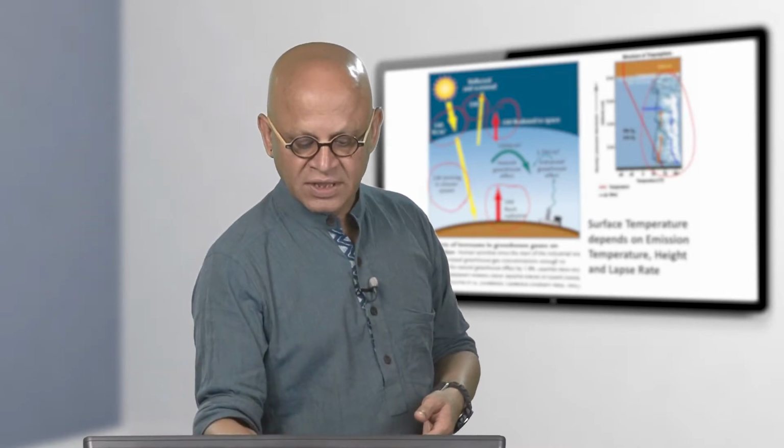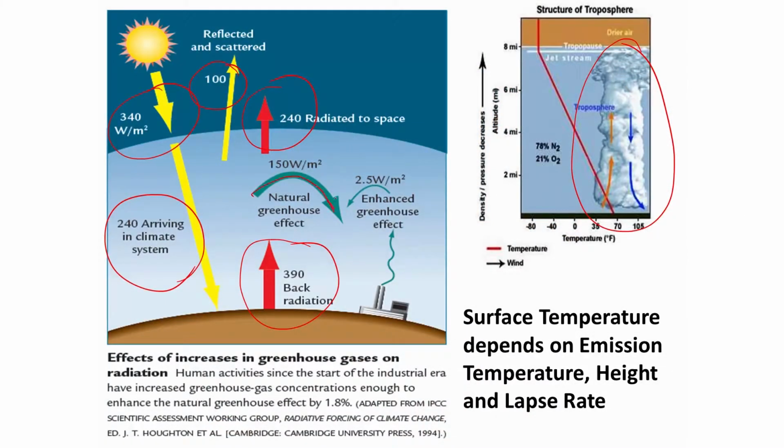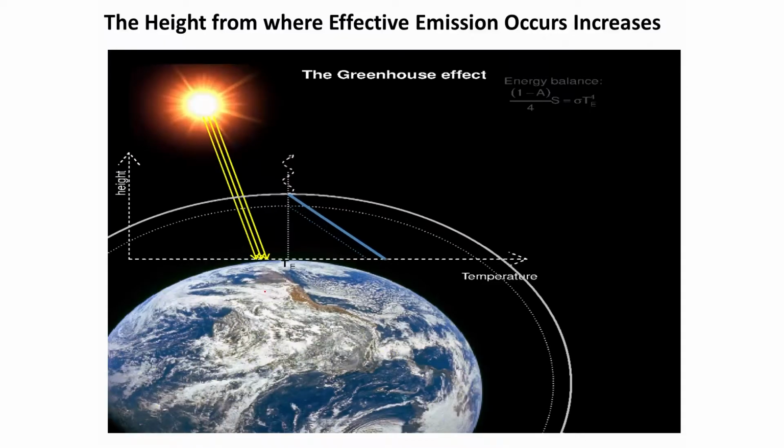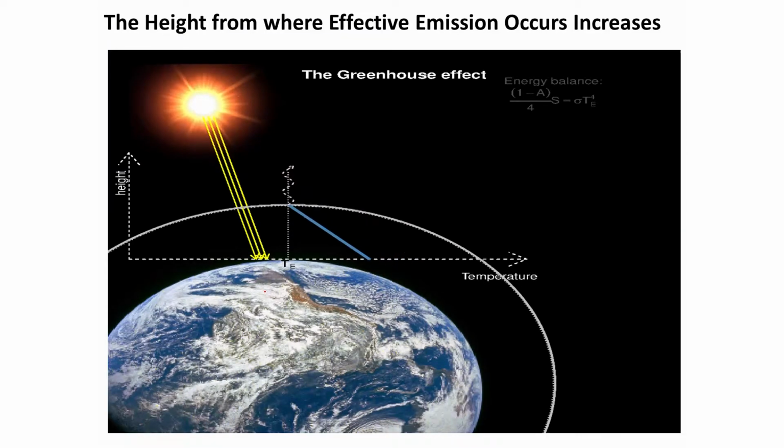So, essentially you have 150 watts per meter squared of natural greenhouse effect, and the enhanced greenhouse is right now trapping some additional longwave radiation that should go to space, but it is being trapped, and the outgoing is balancing the incoming, but it is being done at a different temperature. That is what I want to emphasize. How does it do that?